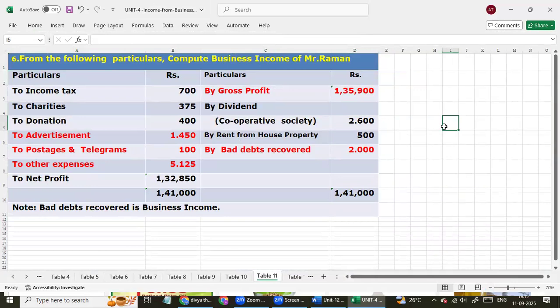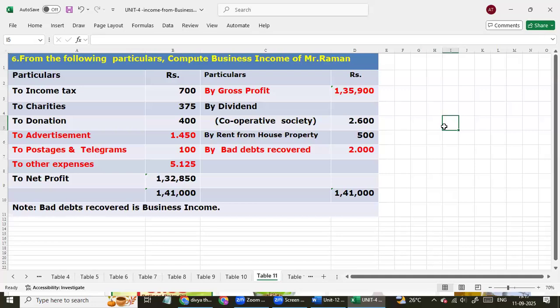Here, income tax is assumed to be a business activity, whereas the charities 375 is not a business activity. Donation 400 is not a business activity. Advertisement, yes, it is about business. Postage and telegram, yes, it is about business. If I received rent from house property, it is not my income from business. Similarly, if I received any dividend which is for a purpose other than business, this dividend again is not my business income.